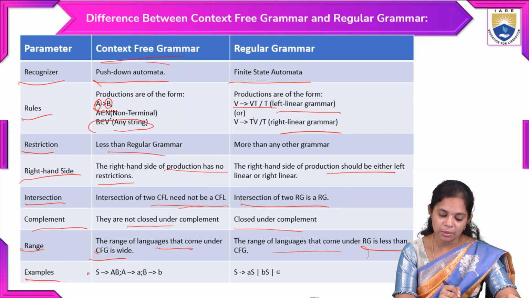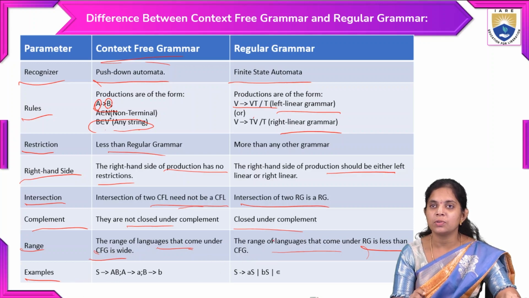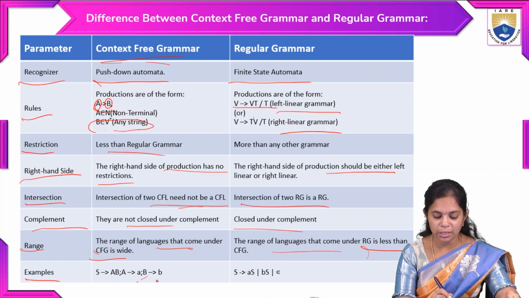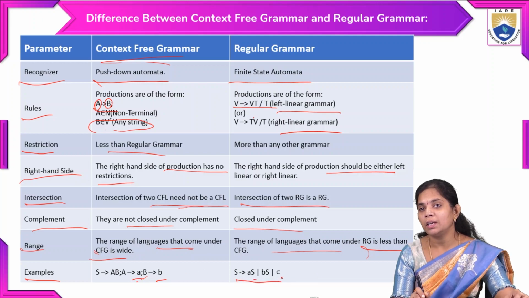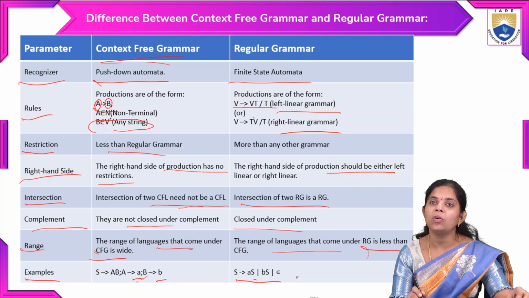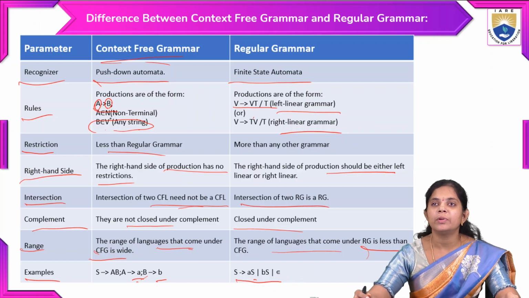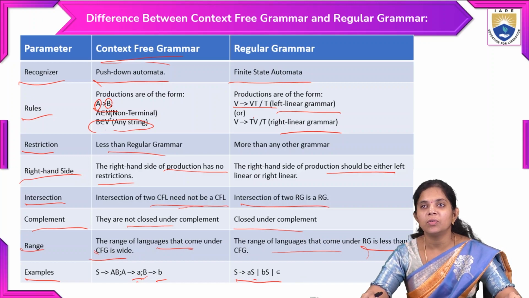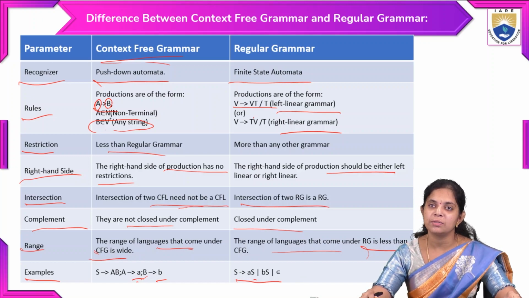And here is the example, which we already discussed. S tends to AB, and terminals are only single terminals, and the right hand side should be either a left linear or right linear grammar. So these are all the differences between the regular grammar and context free grammar.